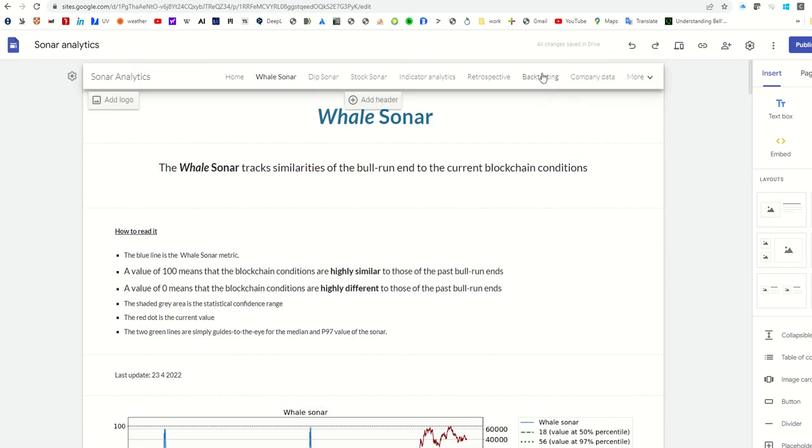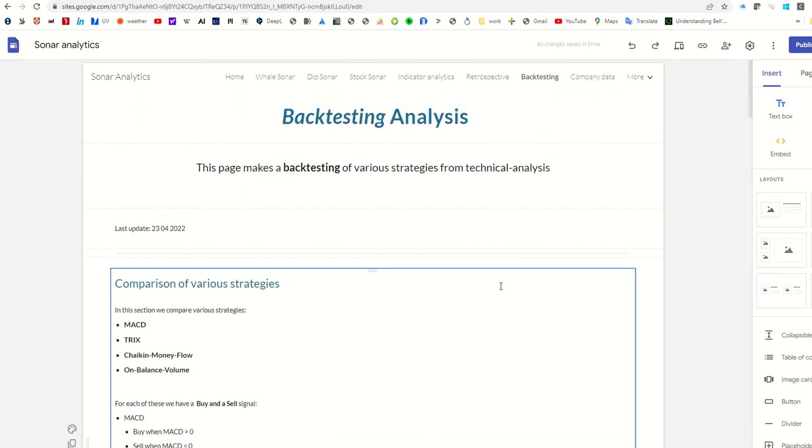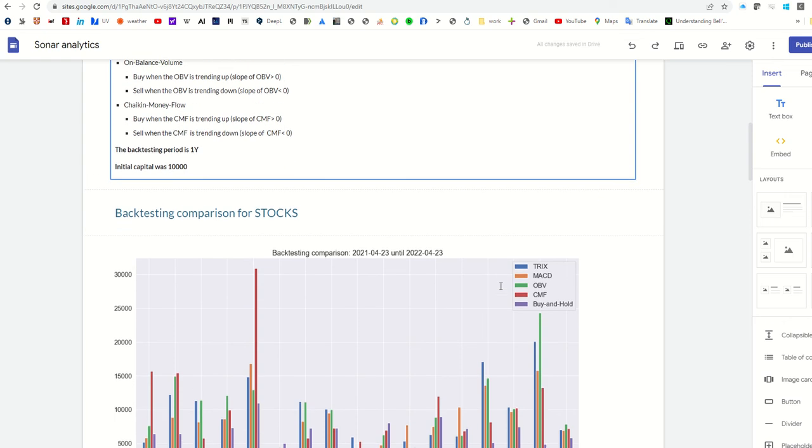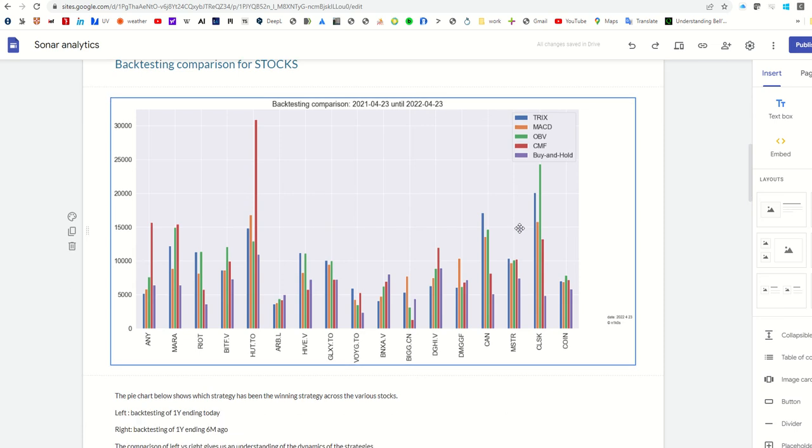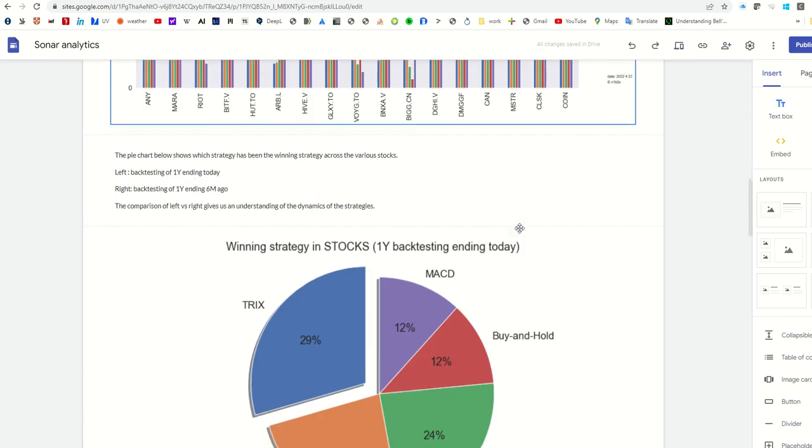What I wanted to show you, the addition, was in the tab of backtesting, where I am backtesting a number of strategies from the past up to today. And those strategies at the moment are based on a number of technical indicators like trix, MACD, on balance volume, Chaikin money flow, or plain buy and hold. And I'm checking which of these worked in the past and which one was the best.